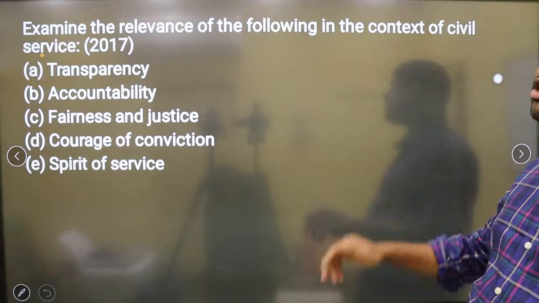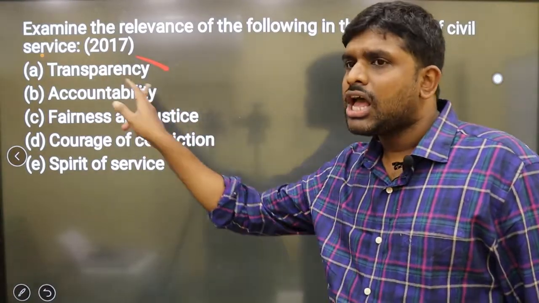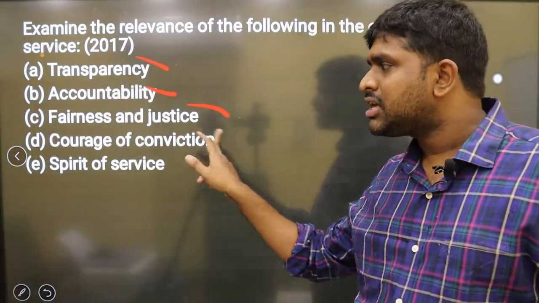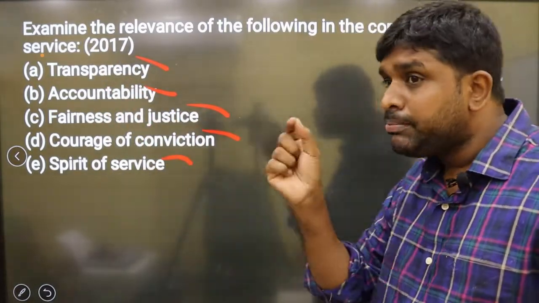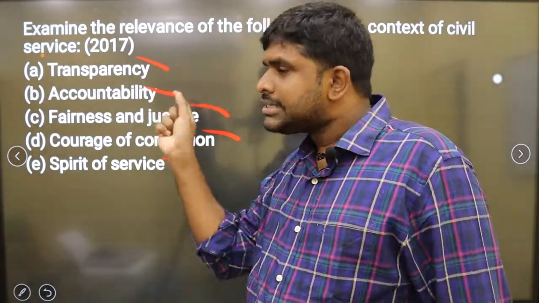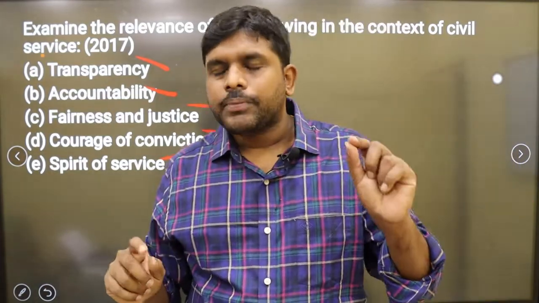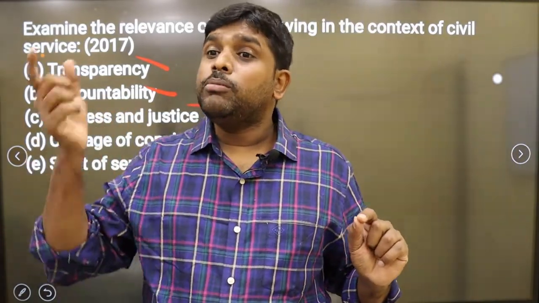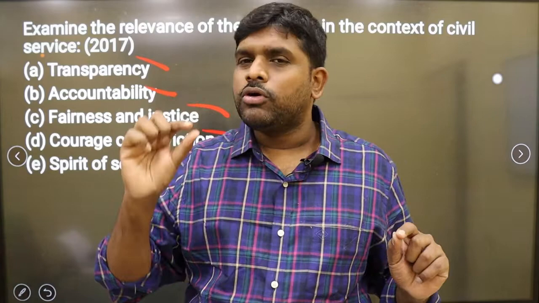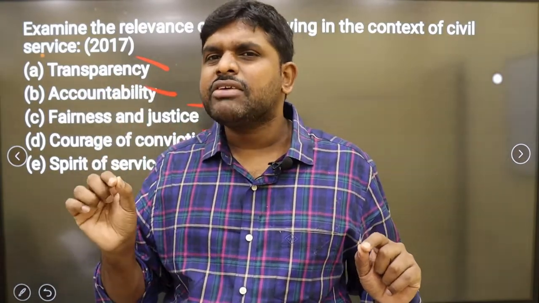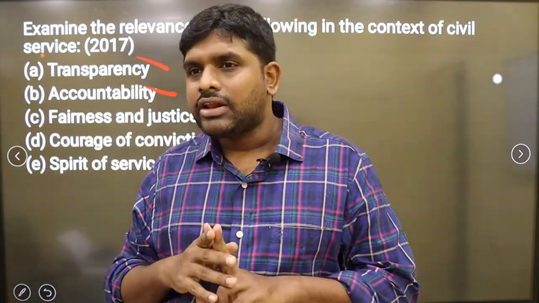Examine the relevance of the following in the context of civil service: transparency, accountability, fairness and justice, courage of conviction, spirit of service. These meanings you have to go through. You have to understand these meanings in detail. For this, I will recommend one book. Chronicle, an old small book is there. In that each and every meaning is given very properly. That book I will recommend.